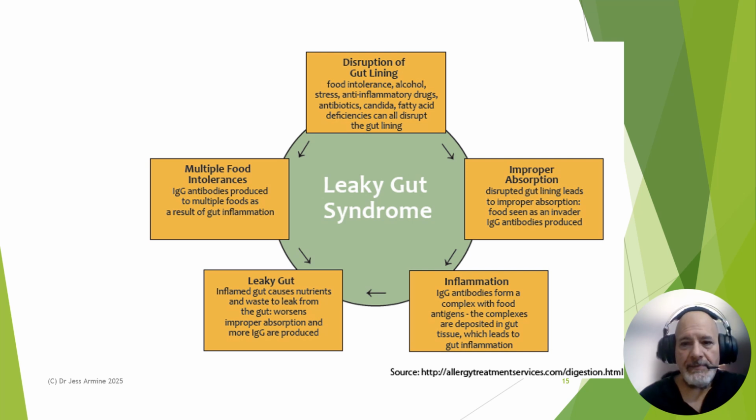So let me reiterate, and this bears repeating because this is how important this is. You get a disruption of the gut lining from whatever. You start getting multiple food intolerances as a result of leaky gut and gut inflammation. The leaky gut causes nutrients and waste to leak from the gut, worsens improper absorption, more antibodies are produced, more inflammation gets produced. There's improper absorption, and there's chronic and ongoing and worsening inflammation. And remember from our last talk, chronic inflammation is the base of most diseases.